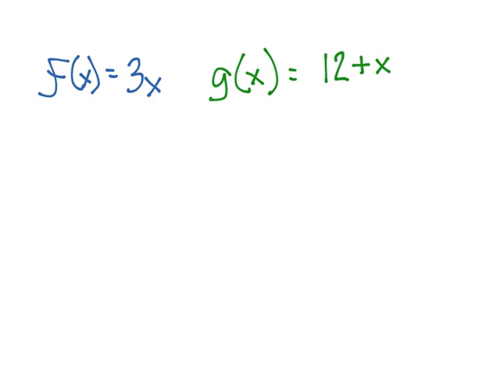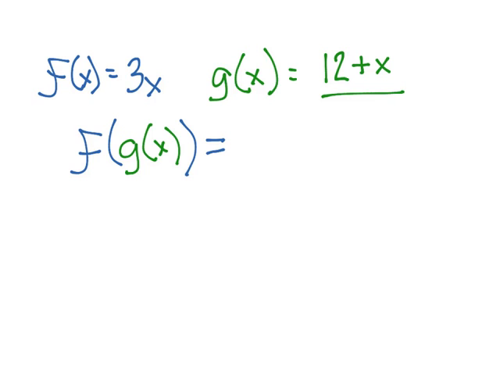Let's look at some other examples. Here, we're given two new functions, f of x equals 3x and g of x equals 12 plus x. From the previous example, we'll assume that we're looking for f of g of x. In order to find this, we need to take the value for g of x, 12 plus x, and replace it for the x in 3x. So, as we build this expression, we start with f of x, 3, and we'll replace the x with the value for g of x, in this case, 12 plus x.